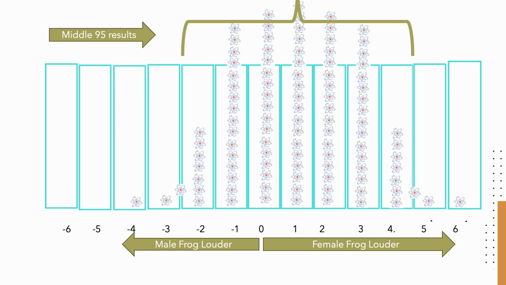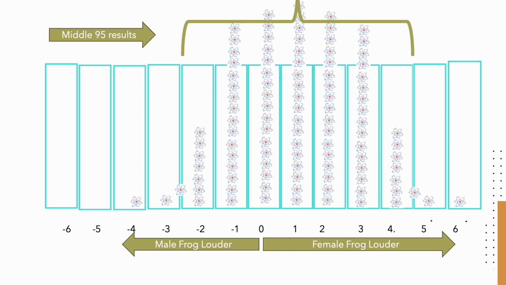Clearly, this is just a proof of concept. And with this specific 95% confidence interval, the population sex difference could be anything between male frogs are 2 points louder than female frogs, or female frogs are 4 points louder than male frogs. If you look, I got that middle 95 result. The middle 95 includes -2 and 4, and everything in between.